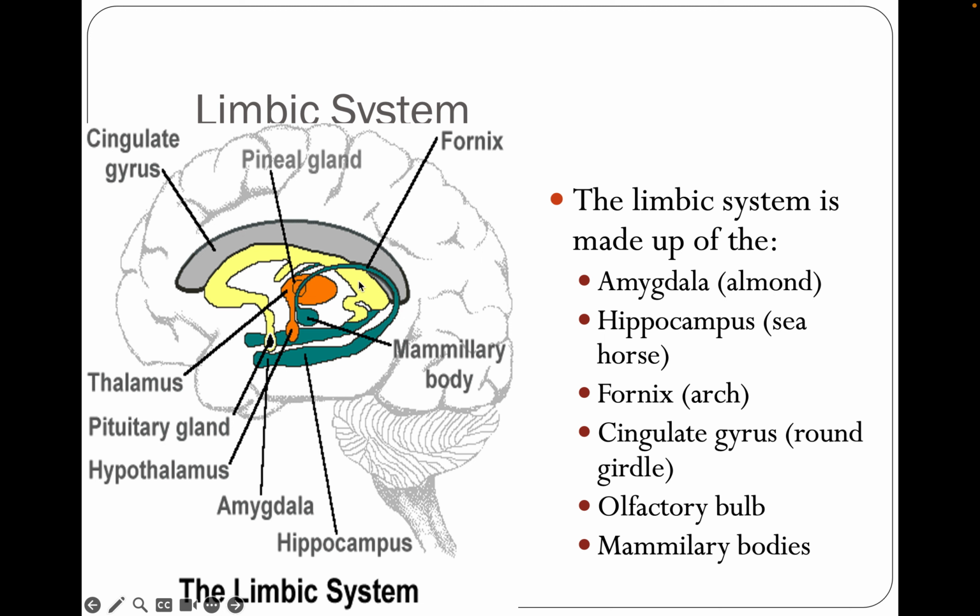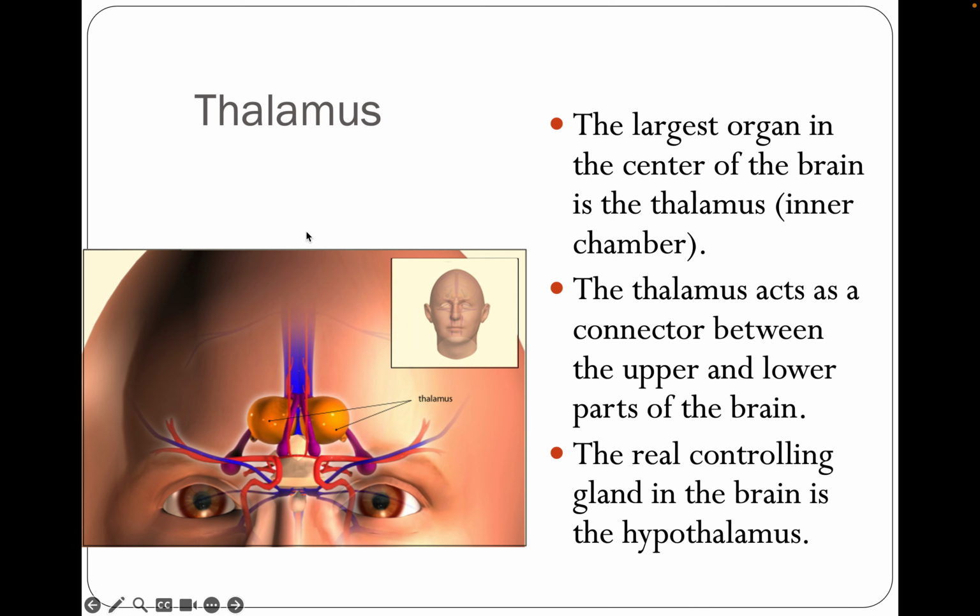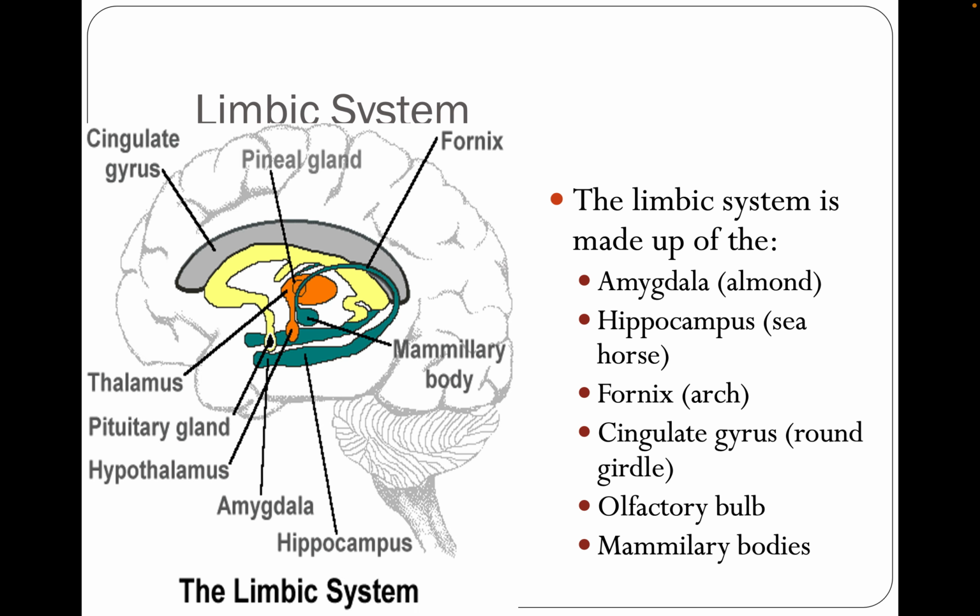The cingulate gyrus, which means round girdle. That's it right there. Girdle's the whole thing. Oops, I'm sorry. The olfactory bulb. It's not on here. Well, that's it right there. That's the olfactory bulb. The mammillary bodies, of course, are at the end. Mammillary body, fornix, and hippocampus are all in one structure.